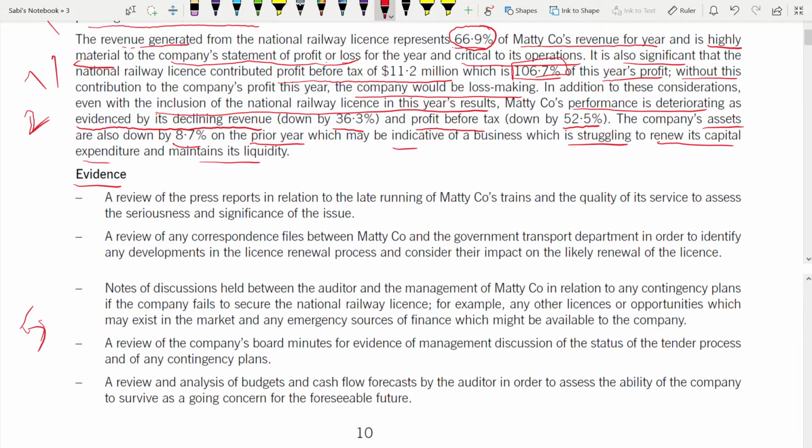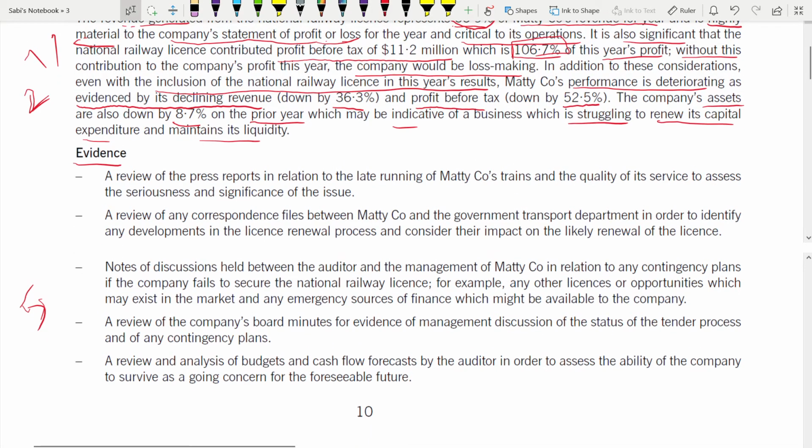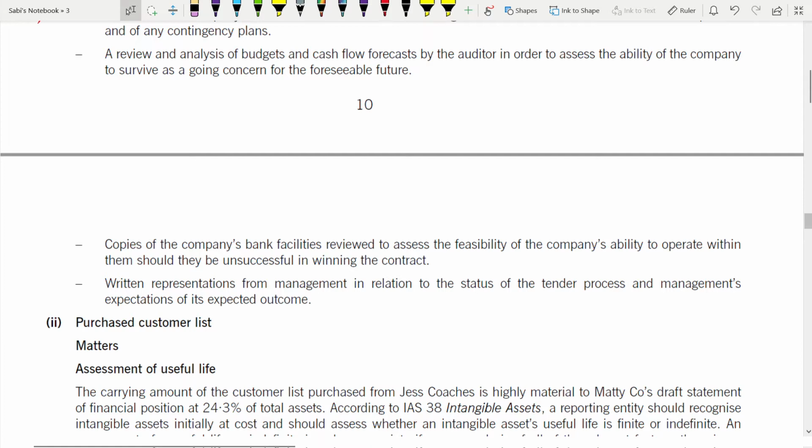Coming to the evidence, you can write evidences in different paragraphs. Because evidences are short, you can write them in 1 or 2 lines. We have read most of it in the marking scheme also, right? So I don't think I have to go through the answer again because it's just a repetition of it. Review of the press report, review of the correspondence file. All these things are repeated from the marking scheme, so there is no use of reading it.